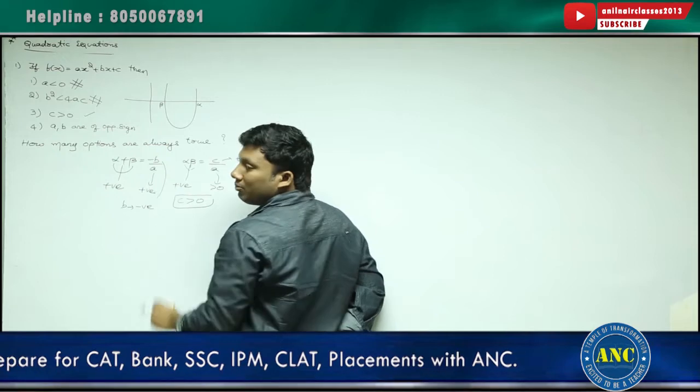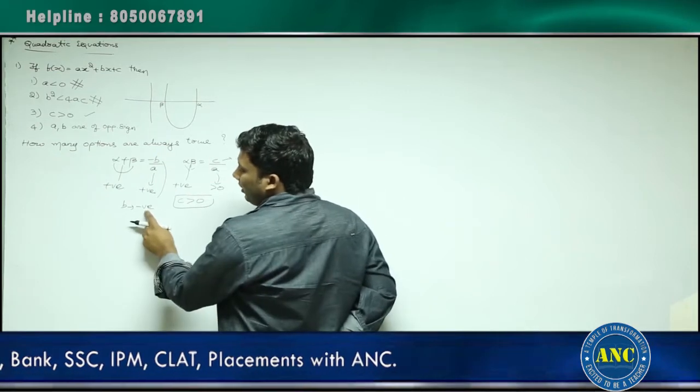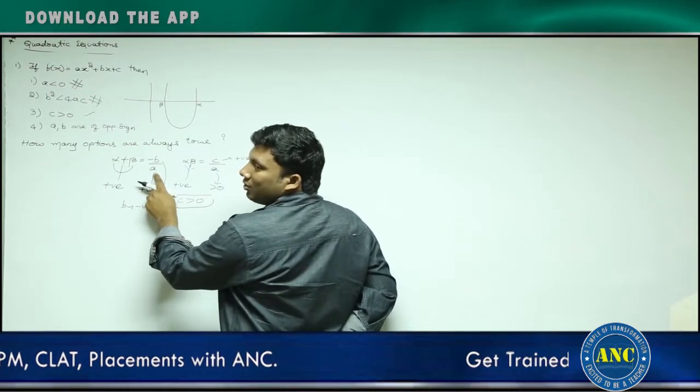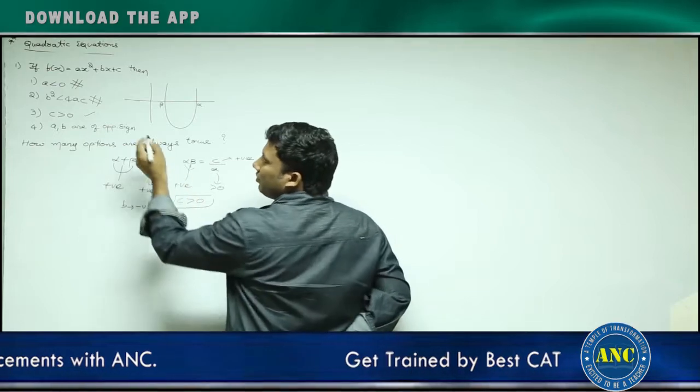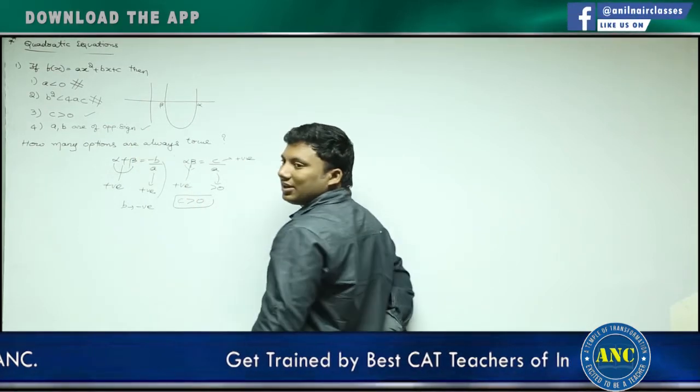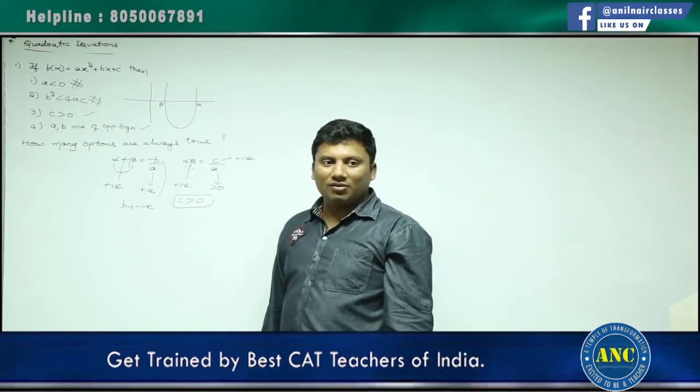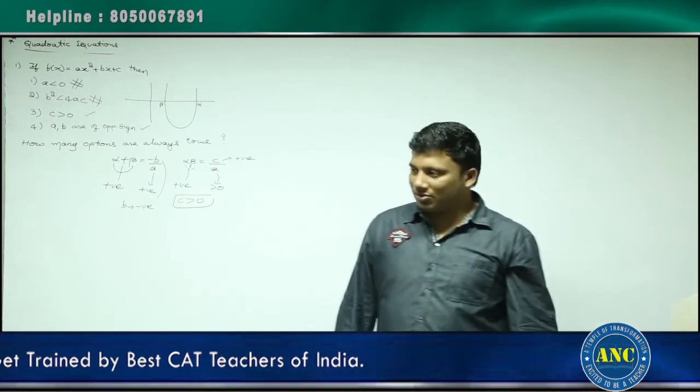What is positive by positive? Positive. B is negative. What is a? Positive. Negative, positive, they are of the opposite sign. So how many options are always true? Two options are always true.